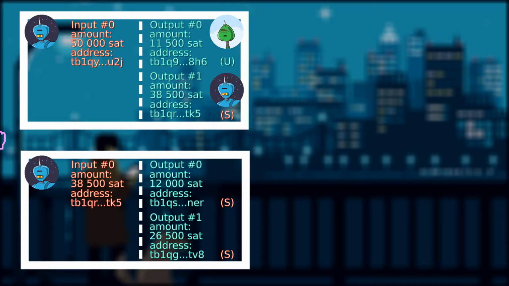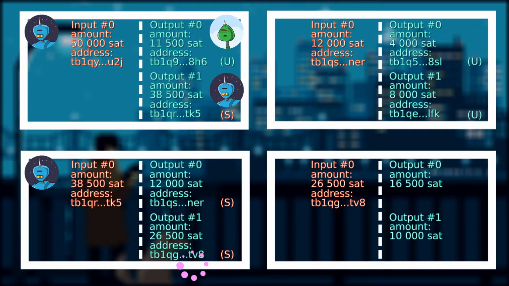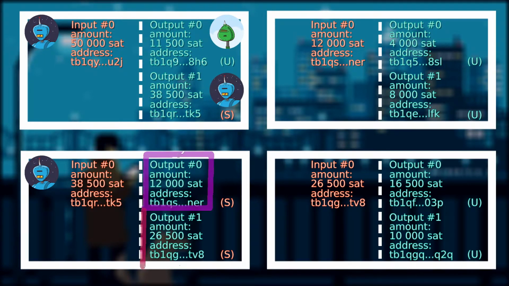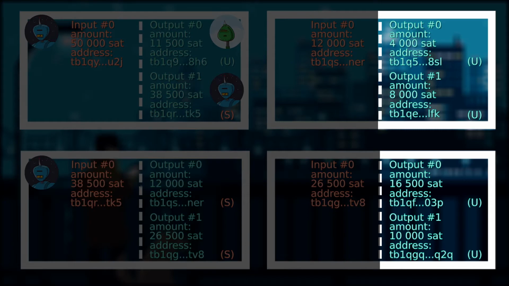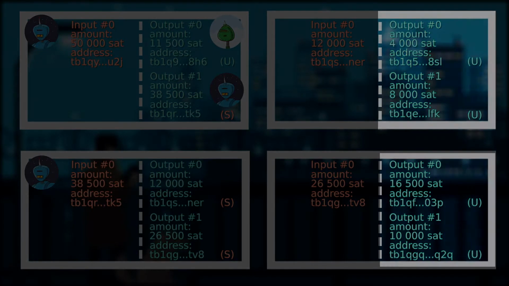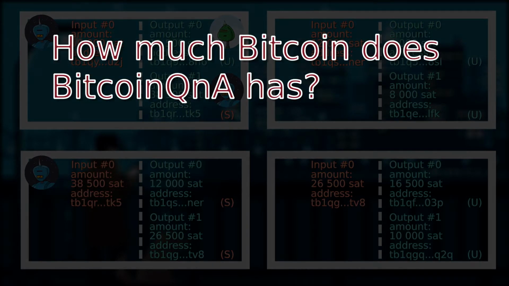Now let's query the ledger and see what information we could get from those addresses. Each UTXO was consumed in a separate transaction, and we have reached a point where all transaction outputs are unspent. So now the question becomes, how much Bitcoin does Q&A have based on the available information?